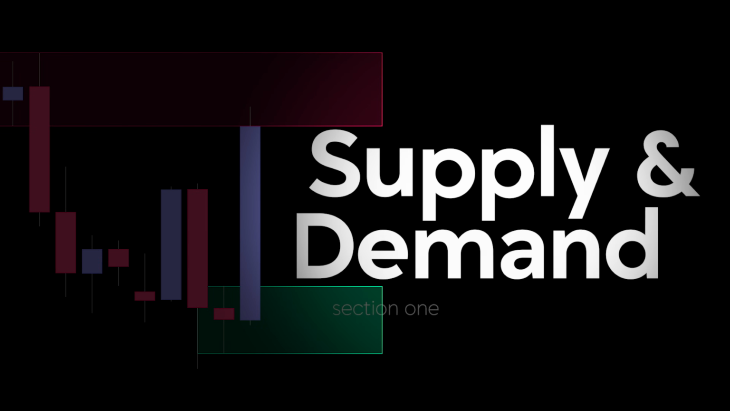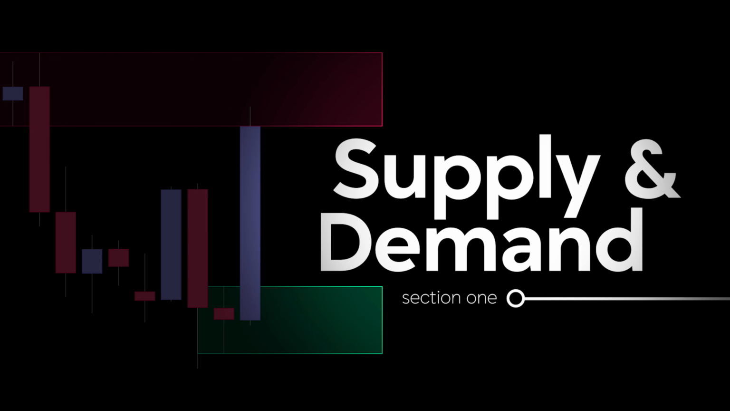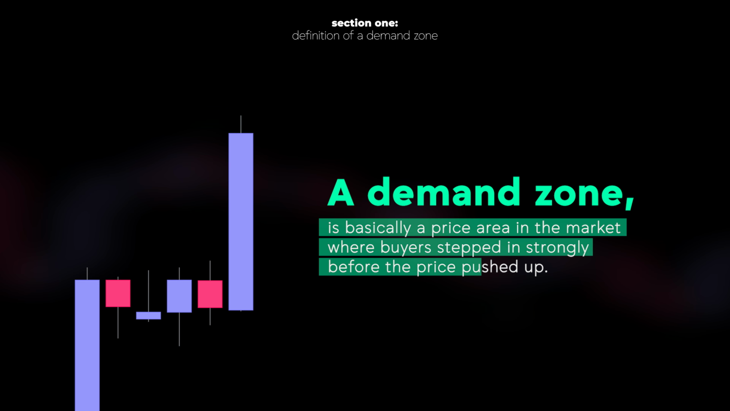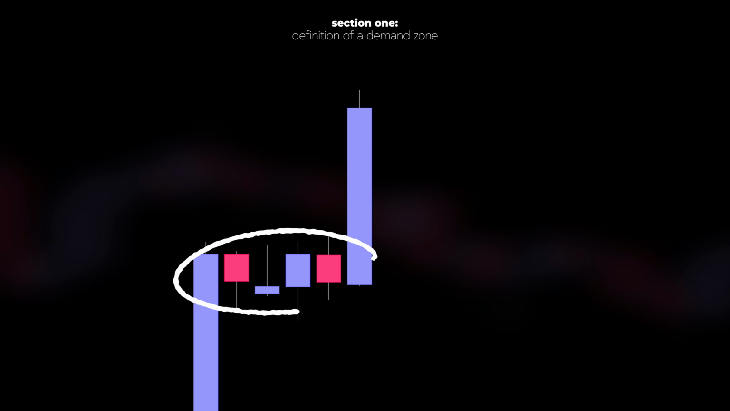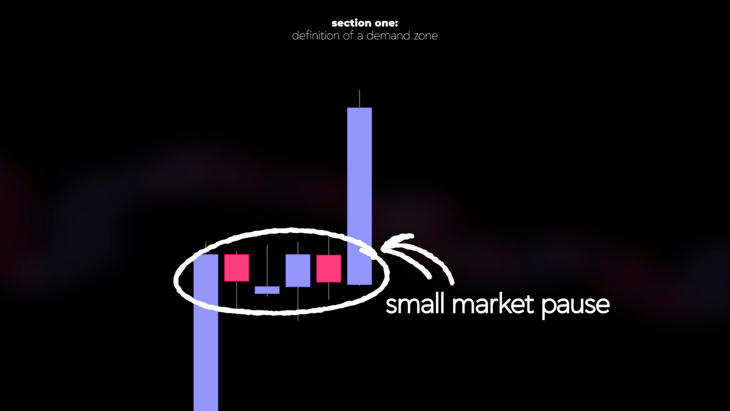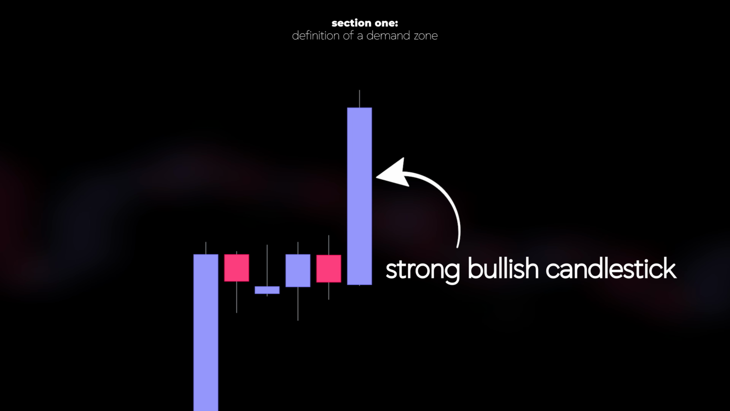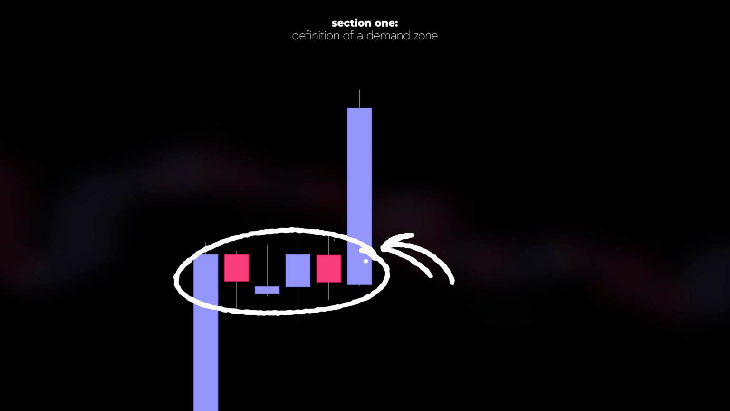Before we discuss our first concept, it's very important for you to understand the basics of Forex supply and demand trading. So we're gonna start very simple with a demand zone. A demand zone is basically a price area in the market where buyers stepped in strongly before the price pushed up. On your trading chart, it usually looks like a small pause, a few candles moving sideways, and then you will see a big bullish push upward. That little pause before the big move is what we mark as a demand zone.